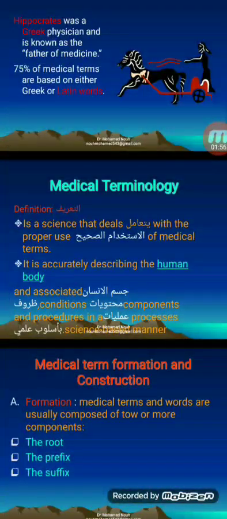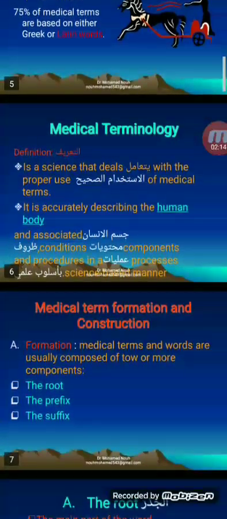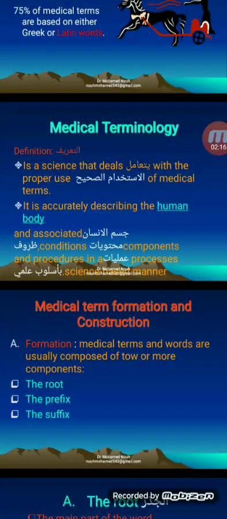Definition. First of all, you have to start by defining the subject. It's a science that deals with the proper use of medical terms. It is a science of accurately describing the human body and associated conditions, components, procedures and processes in a scientific manner.